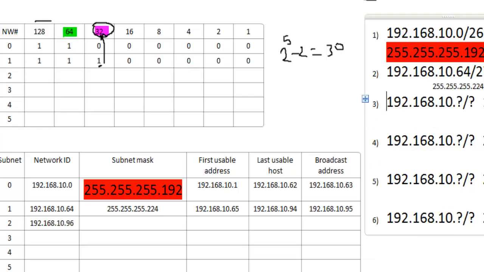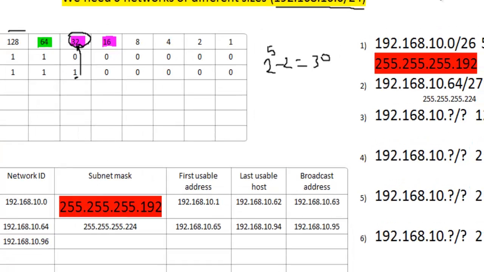And the next one is 12. So which number here is closer to 12? Which is 16. 16 minus 2 is 14. That will still cover our 12 users. That's fine. So now we have 16. 16 is our magic number. So this is the magic number. So 16 plus 96. Let's do the math.